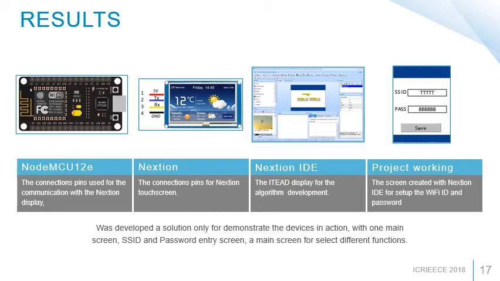Project working. The screen created with Nextion IDE for setting up the Wi-Fi ID and password for connection. A solution was developed only for demonstrating the device in action, with one main screen, an SSID and password entry screen, and a main screen for selecting different functions.